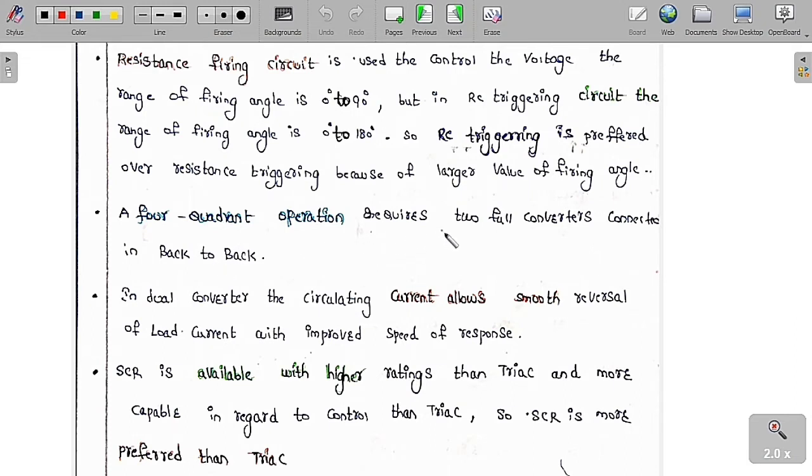Four quadrant operation requires two full converters running back to back. I have already told you, the four quadrant operation requires two full converters running back to back or anti parallel.